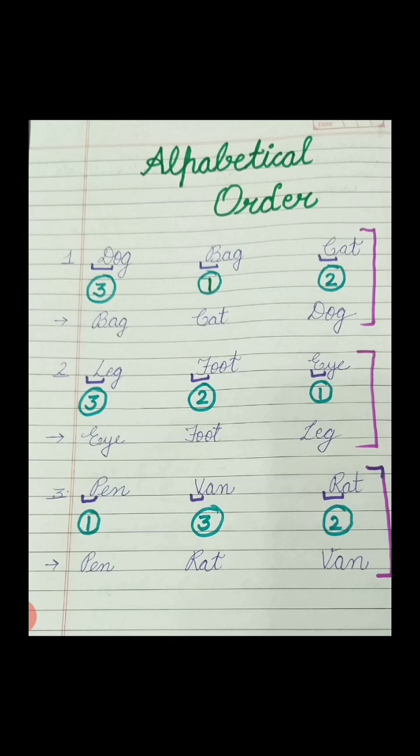Well done. P comes first. So I have written pen at the first place. Now, what will come after pen? After P? P, Q, R. And there is a word with R. Rat. So we will write rat at the second place. And now what is left? Van. So we will fill the third place with the word van.